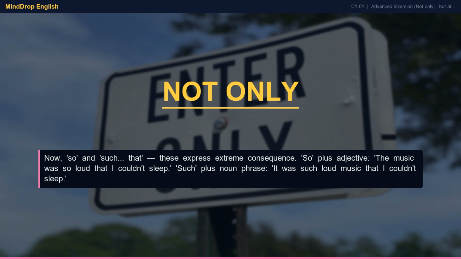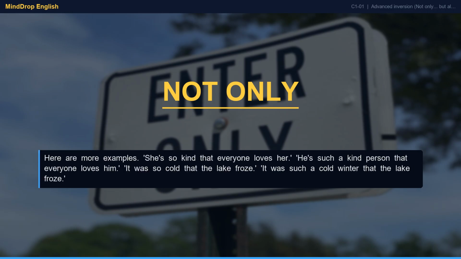Now, so and such. That, these express extreme consequence. So, plus adjective. The music was so loud that I couldn't sleep. Such, plus noun phrase. It was such loud music that I couldn't sleep. Here are more examples. She's so kind that everyone loves her. He's such a kind person that everyone loves him. It was so cold that the lake froze. It was such a cold winter that the lake froze.